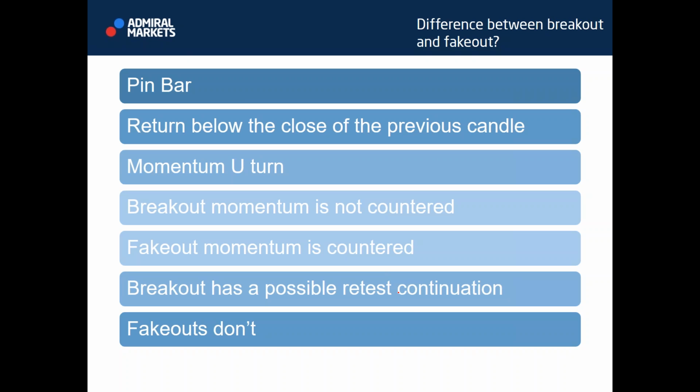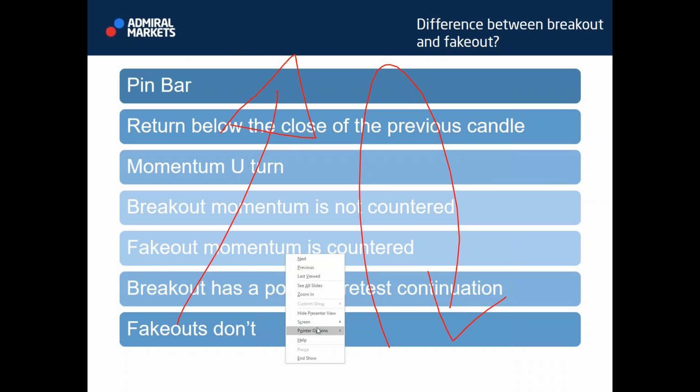A breakout has a possible retest continuation. A fakeout, guys, usually doesn't have it. Fakeout momentum is countered because it makes a U-turn. Breakout momentum is not countered. It goes up and up.